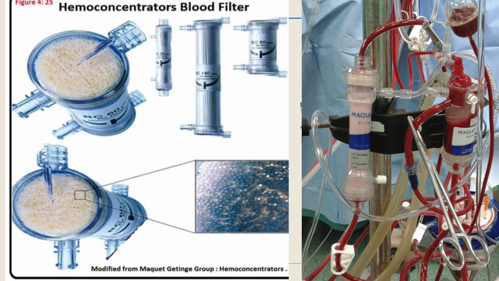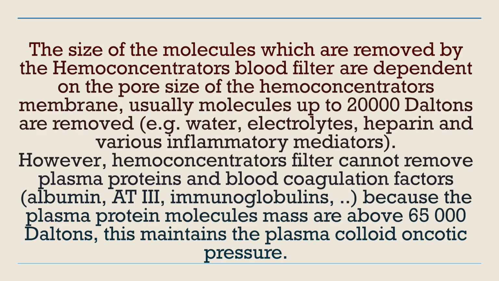They are shown in this figure. The size of the molecules which are removed by the hemoconcentrator blood filters depends on the pore size of the hemoconcentrator membrane. Usually molecules up to 2000 daltons are removed, for example water, electrolytes, heparin, and various inflammatory mediators.